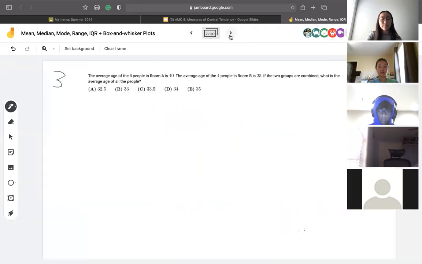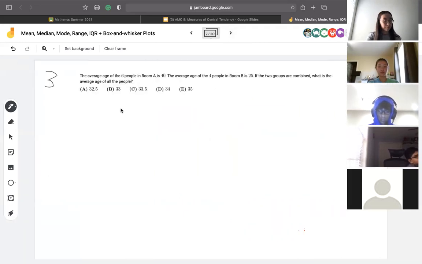All right, let's move on to this problem. The average age of the 6 people in room A is 40. The average age of the 4 people in room B is 25. If the two groups are combined, what is the average age of all the people?